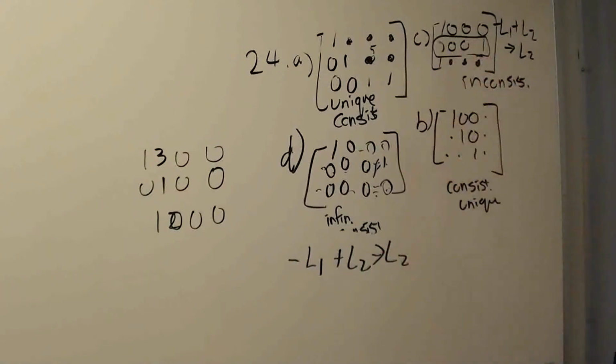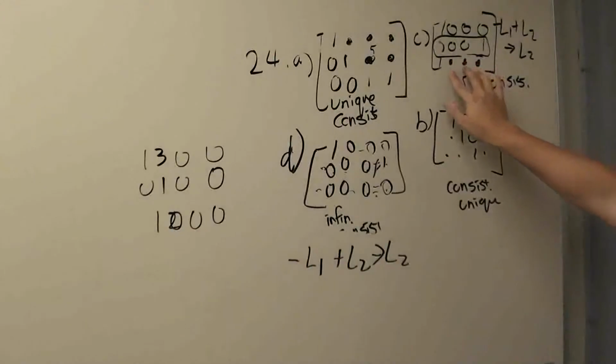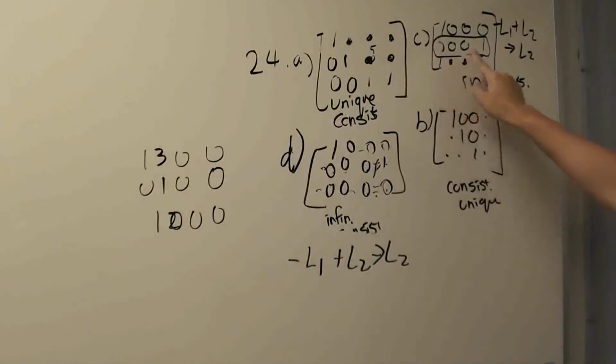So this doesn't really change the fact that this is always going to be inconsistent. That's why this will always be inconsistent, regardless of these options, because these options are never going to change this.